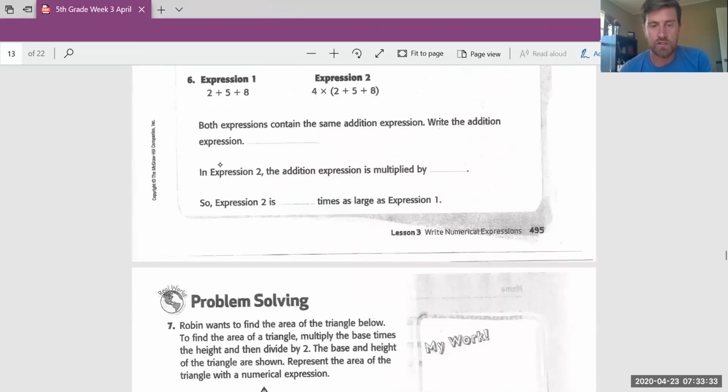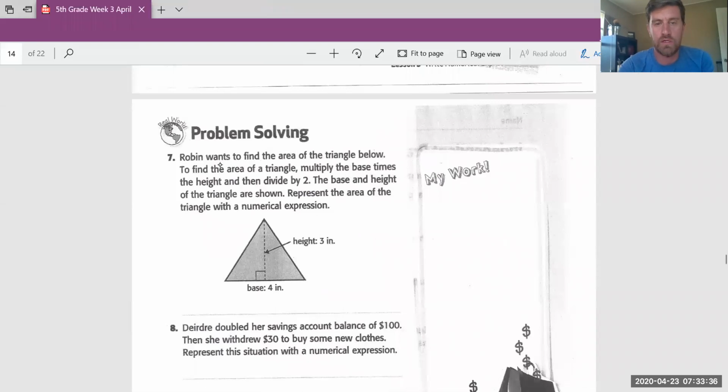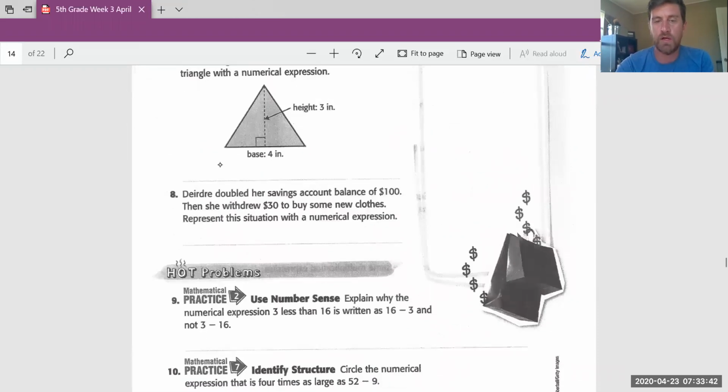Send me pictures. I'll let you know if you're doing it. Go in here too and see. This gets into something way different, area and volume, but it should be writing expressions.